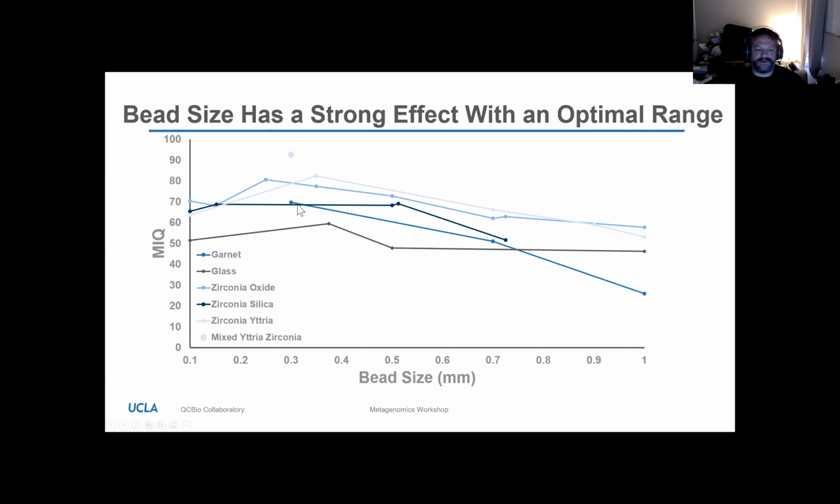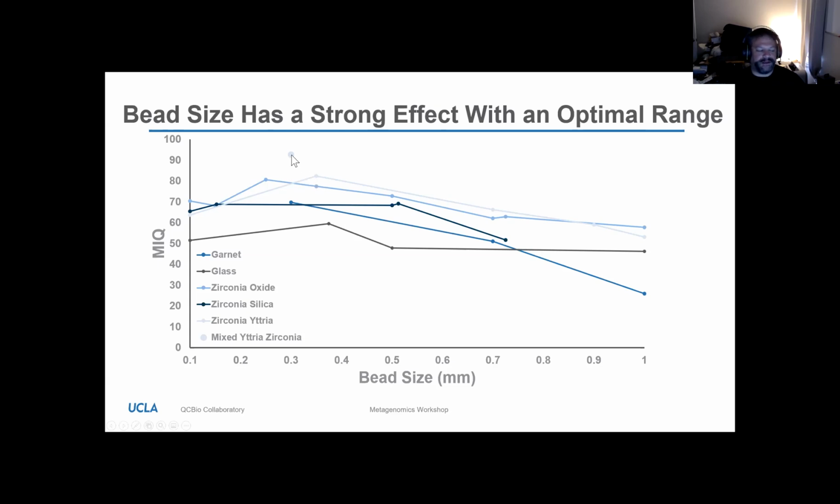Zirconia silica, which is kind of a glassy ceramic type mixture, has about middle of the road performance. We got high performance with zirconia, either using zirconium oxide, which is kind of the plain version, or zirconia yttria, which tends to have better structural integrity and tends to resist cracking. We got better performance. We also saw pretty high performance by beads that were about 0.3 millimeters in size.